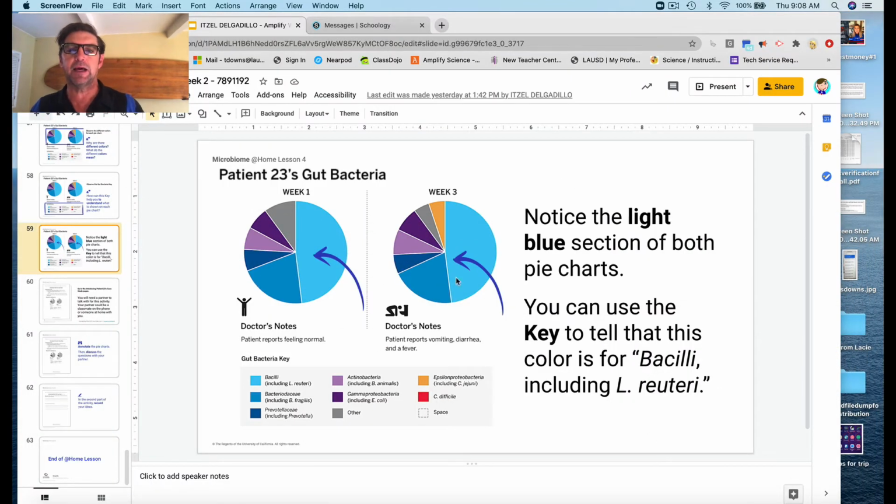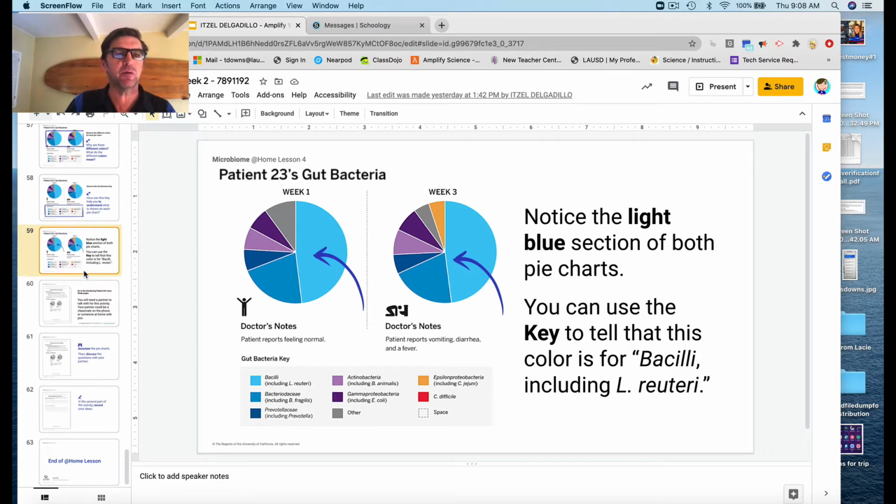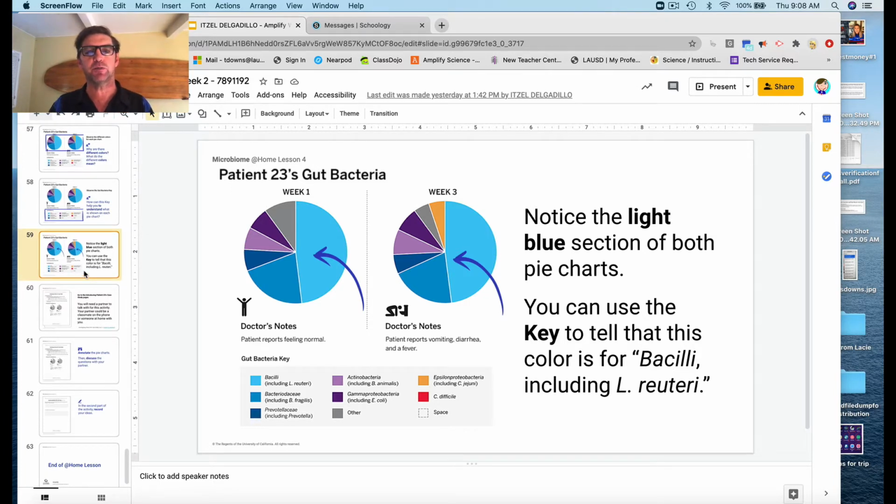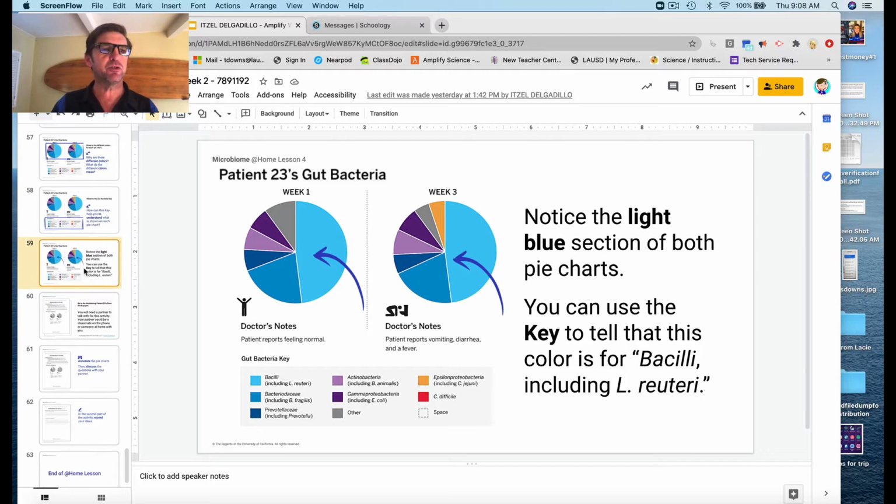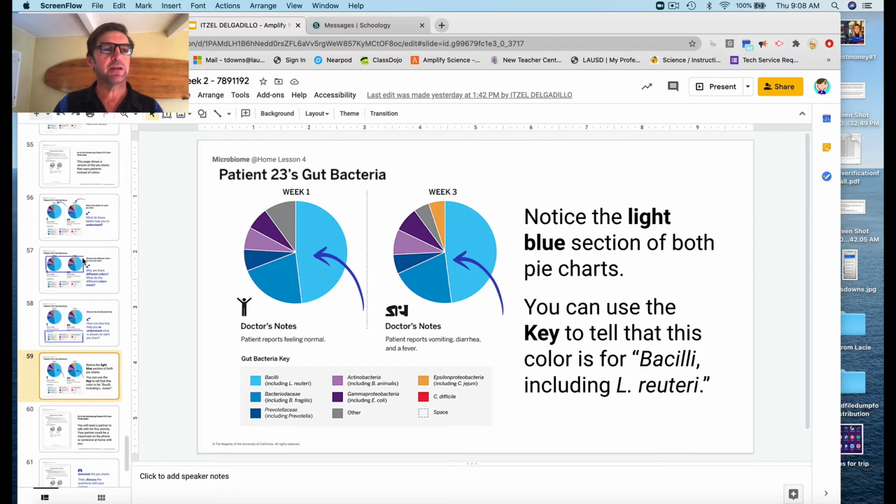We need to analyze some pie charts today to discover what is the problem with patient 23 and gut bacteria. We've learned about bacteria, we learned about gut, and we've learned about fecal transplants. So we're going to watch a little video on fecal transplants. But before we do that, I want you to talk about these charts.